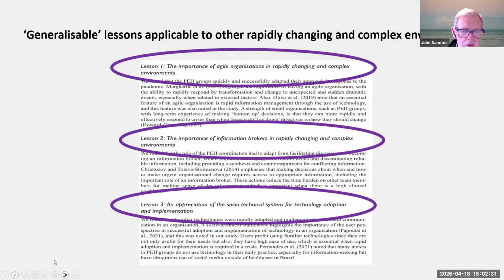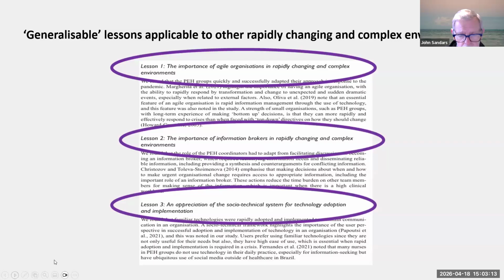Another lesson was that because it was a rapidly changing and complex environment, and if you look back to COVID-19, particularly in Brazil, because of various political views, there were concerns about what they should be doing. Should they be giving medicines? Should they be doing this? Should they be doing that? And what worked particularly well in these learning groups was to allocate one person as an information broker to collect this information, sift through it, and present it to the group in an organized way.